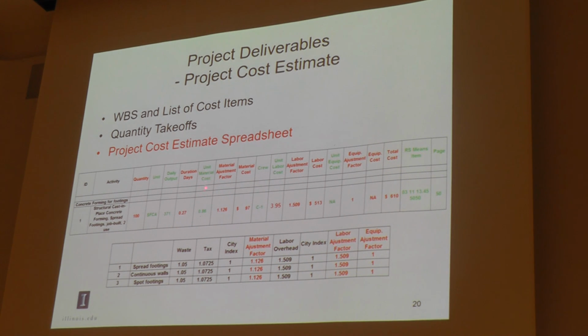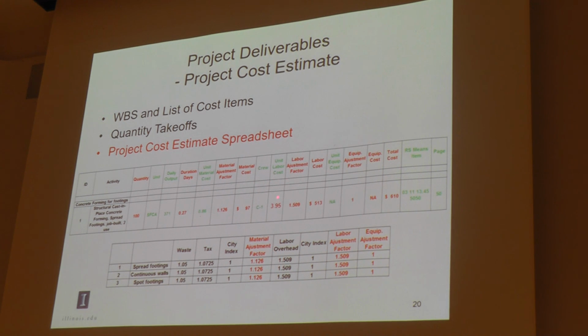And we can also get the unit material cost from the RS Means, which is this number. We can get the material adjustment factor here. For example, we need to consider the waste, the tax, the cost index to get the adjustment factor for this material, which in this case is 1.126. And we need to adjust this unit cost of the material with this adjustment factor to get the cost for the material used in this activity.